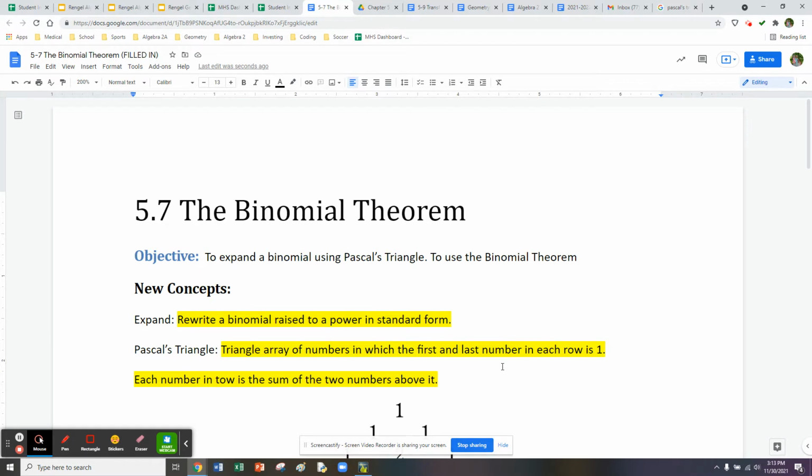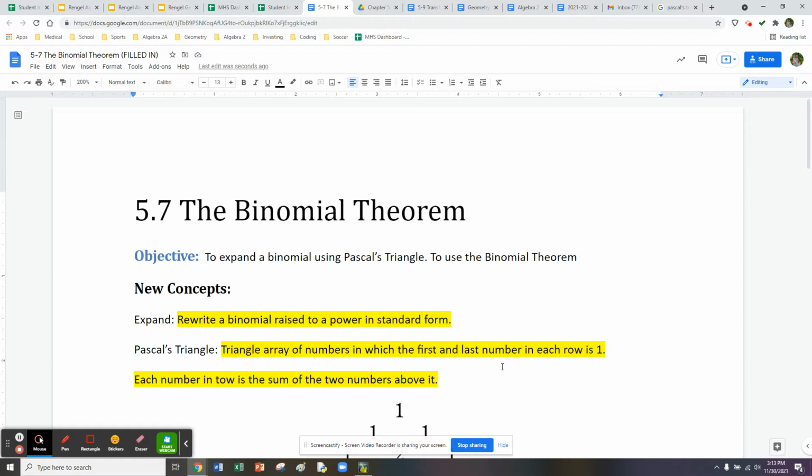Our goal today is to expand a binomial using Pascal's triangle and using the Binomial Theorem. So we're going to look at patterns of what happens when you raise a binomial to a power and then rewrite that in standard form.